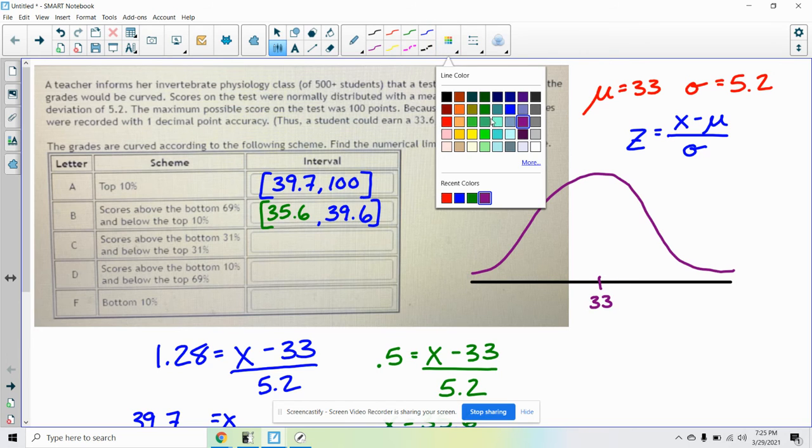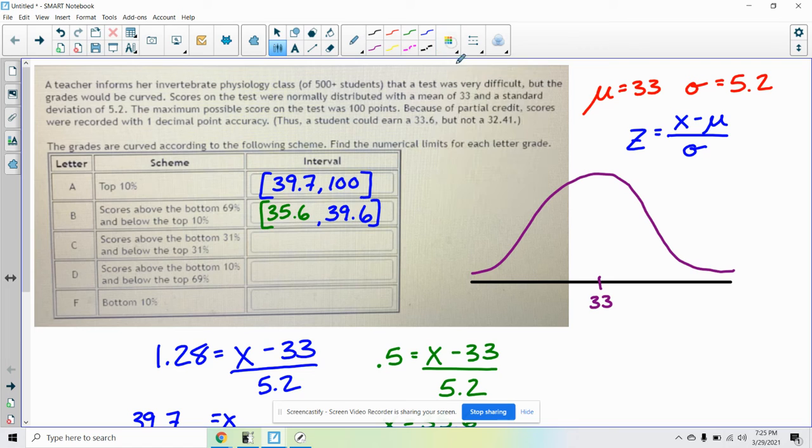Now I'm looking for the values that cut off the bottom 31%. So this is 0.31. And the top 31%. So you're just going to find them one at a time, okay? We'll call this x1. We'll call this x2. It doesn't matter. x2 might be easier.